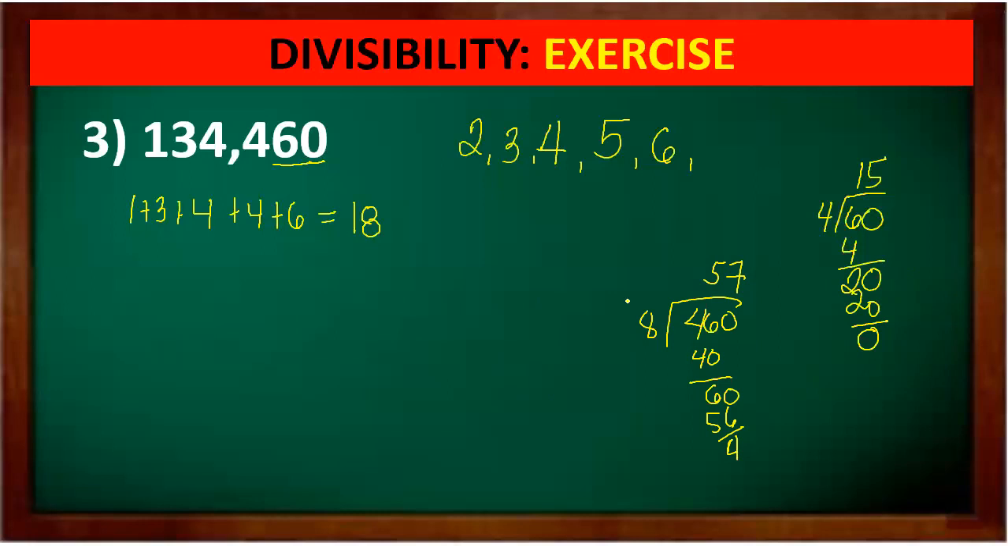How about 9? Is this divisible by 9? So sabi sa rule of divisibility for 9, if the sum of the digits is divisible by 9, therefore, the number is also divisible by 9. So if you divide 18 by 9, that will give you 2. Therefore, walang remainder. And therefore, that is divisible by 9. Okay? So 134,460 is divisible by 2, by 3, by 4, by 5, by 6, at saka by 9.